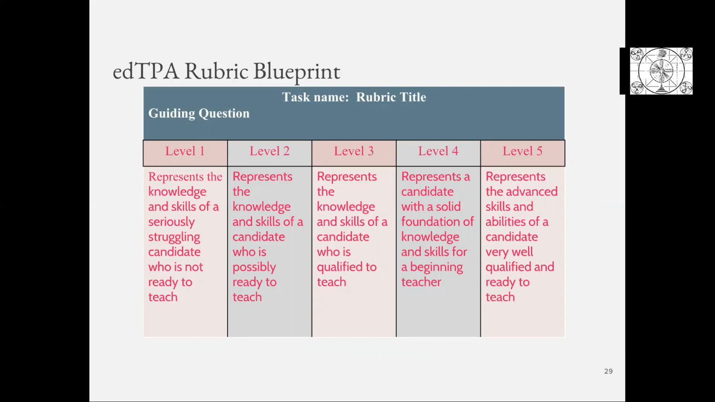Level 1 represents the knowledge and skills of a seriously struggling candidate who is not ready to teach. Level 2 represents the knowledge and skills of a candidate who is possibly ready to teach. Level 3 represents those knowledge and skills of a candidate who is qualified to teach. Level 4 indicates a candidate with a solid foundation of knowledge and skills. And level 5 represents the advanced skills and abilities of a candidate very well qualified and ready to teach.